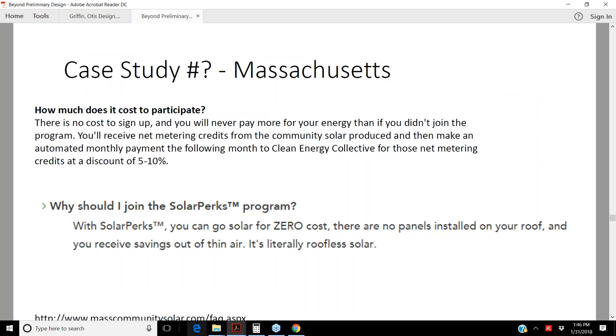And then there's a case in Massachusetts, a community solar program, where all you have to do is pick up the phone, call the community solar company and say, hey, put me onto the community solar program, and you will immediately knock off 5 to 10% from your bill. Why wouldn't you do that? It's effortless. Pick up the phone, get 5 to 10% off of your bill, and you do community solar. So how does that work?